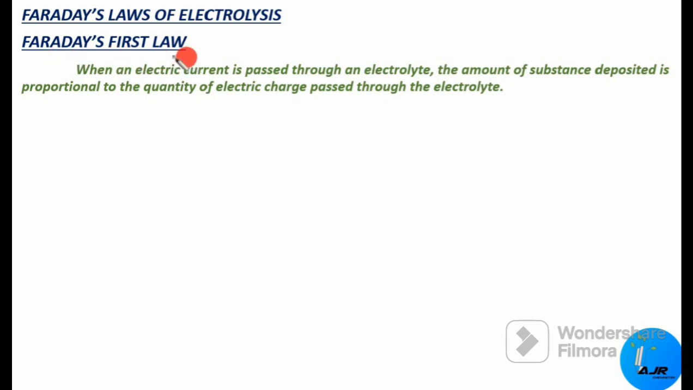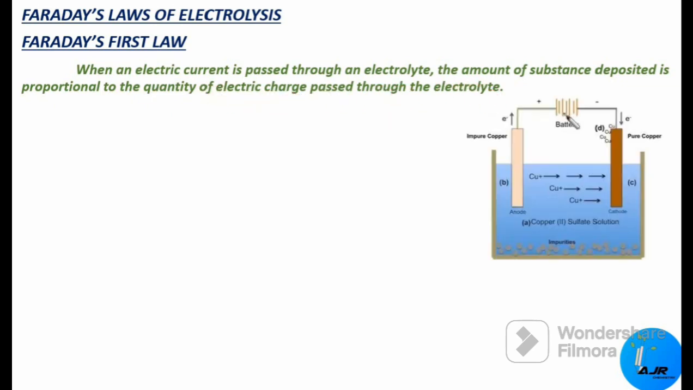Faraday's first law states that when an electric current is passed through an electrolyte, the amount of substance deposited is proportional to the quantity of electric charge passed through the electrolyte. That is, the amount of substance getting deposited at an electrode will be directly proportional to the amount of current that we are passing through the electrolyte. Can you understand?